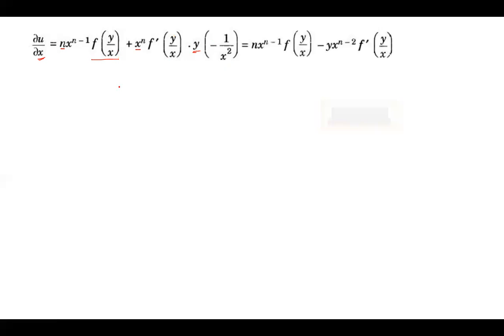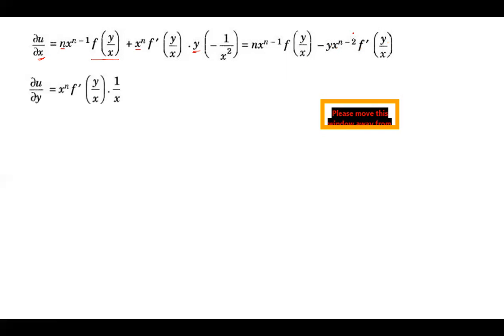Okay. Now we'll simplify this. So what do we get? n times x to the power n minus 1 f of y by x minus y times x to the power n minus 2 f dash of y by x.